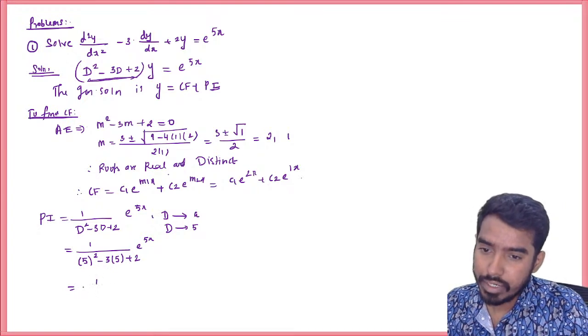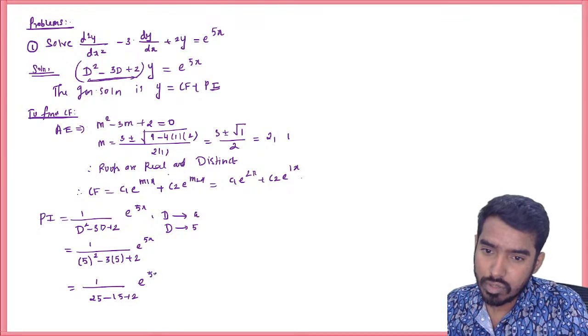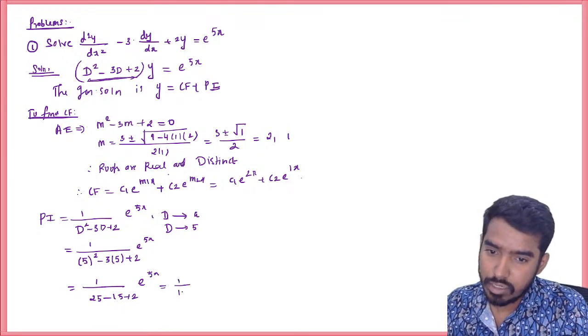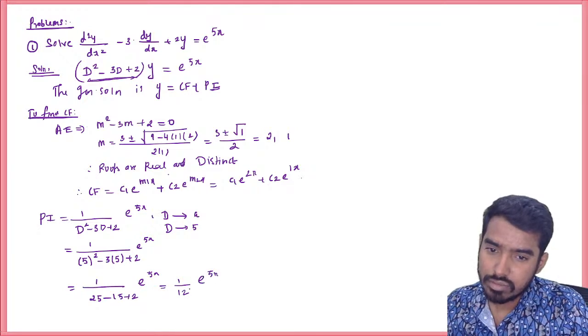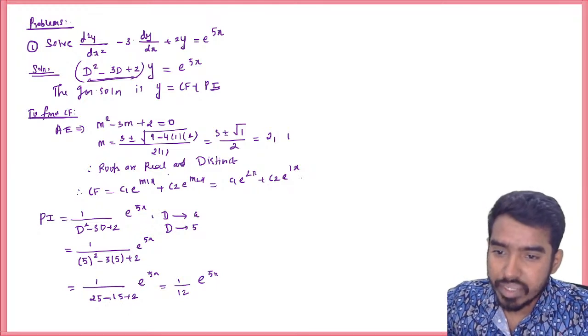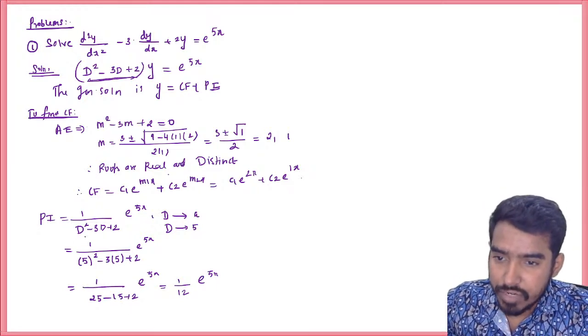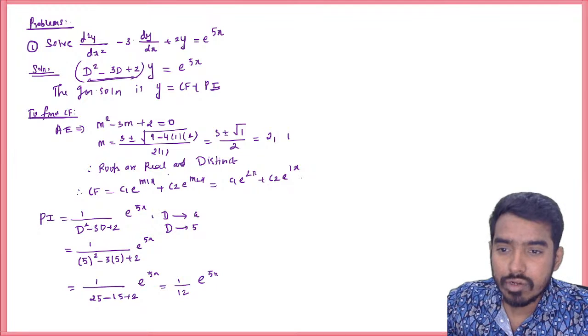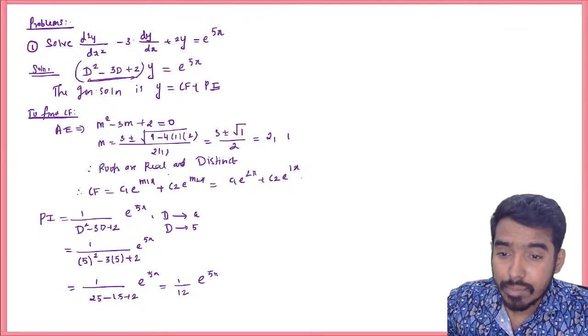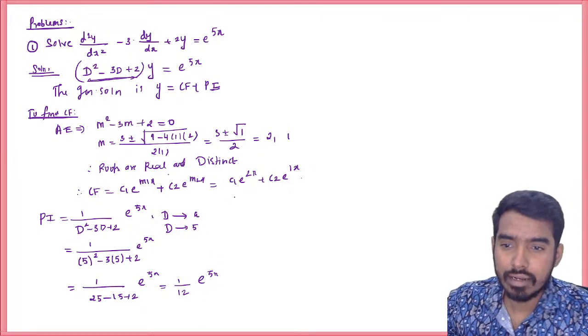So this will be 1 divided by 25 minus 15 plus 2, into e power 5x. So 25 minus 15 is 10, 10 plus 2 is 12. This is non-zero. That means this is the required particular integral. If it were 0, we would have to multiply by x and differentiate the denominator, which would be 2d minus 3. But here we don't need to do that because the denominator is non-zero. So therefore this is the required particular integral.